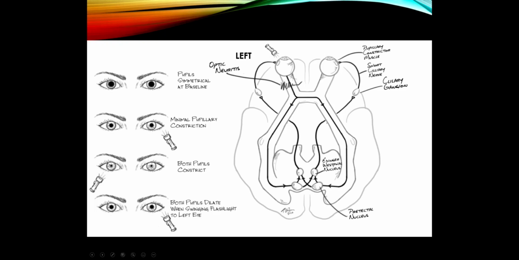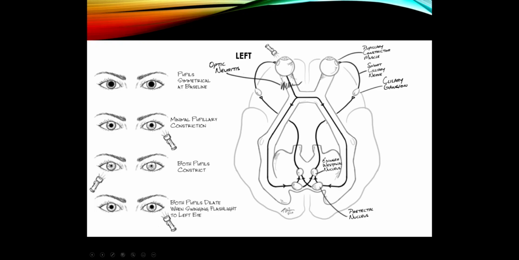And so if we shine the light in the normal right eye, both pupils are going to constrict briskly. But what happens now is when you swing the flashlight back to the abnormal eye, both pupils are going to dilate. And both pupils dilate because you went from blasting away the Edinger-Westphal nuclei with lots of stimulation to cause pupillary constriction to now very little light stimulation of the Edinger-Westphal nuclei, and therefore both pupils dilate.